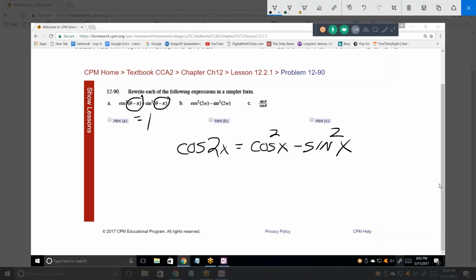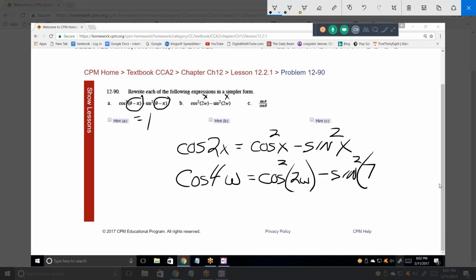Well, here's the way you figure it out. If it was just x inside, then it would be equal to the cosine of 2x, right? Well, instead of x, we got 2w. So it's the cosine of 2 times 2w. So it's got to be the cosine of 4w, equal to the cosine squared of 2w minus sine squared of 2w. Again, as long as these angles are the same, then you can use this double angle identity.